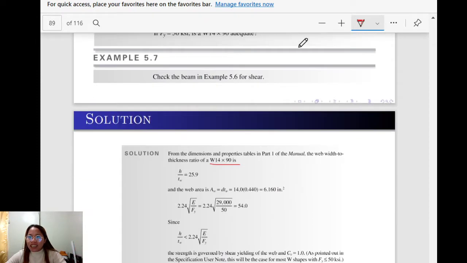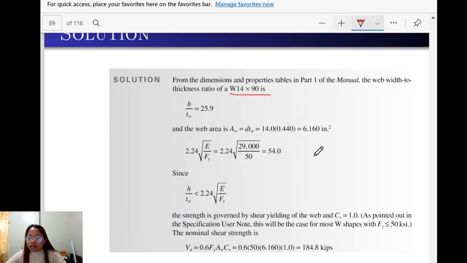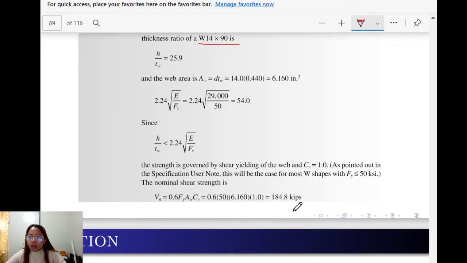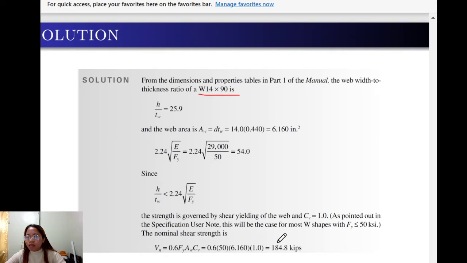Then, right, so the answer now for nominal shear force is equal to 184.4 kilo pounds. So we have to check, this is just the nominal shear force. So times the resistance factor, you will have your design shear force, which should not be exceeded. It should not be surpassed.